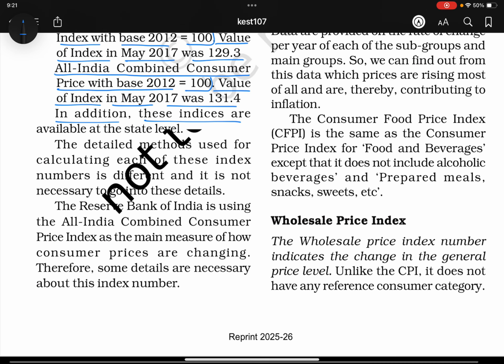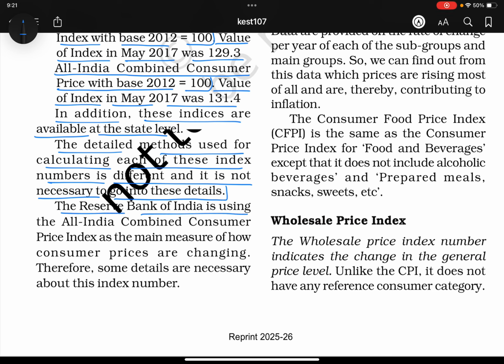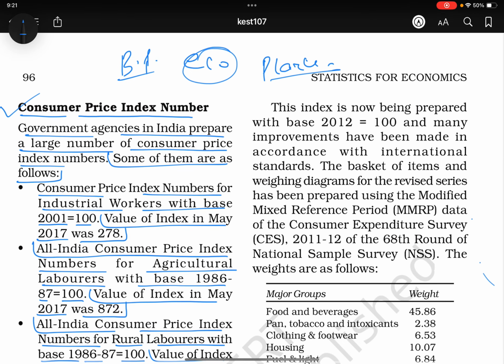In addition, these indices are available at the state level. The detailed methods used for calculating each of these index numbers are different, and it is not necessary to go into these details. The Reserve Bank of India is using the All India Combined Consumer Price Index as the main measure of how consumer prices are changing. Therefore, some details are necessary about this index number.